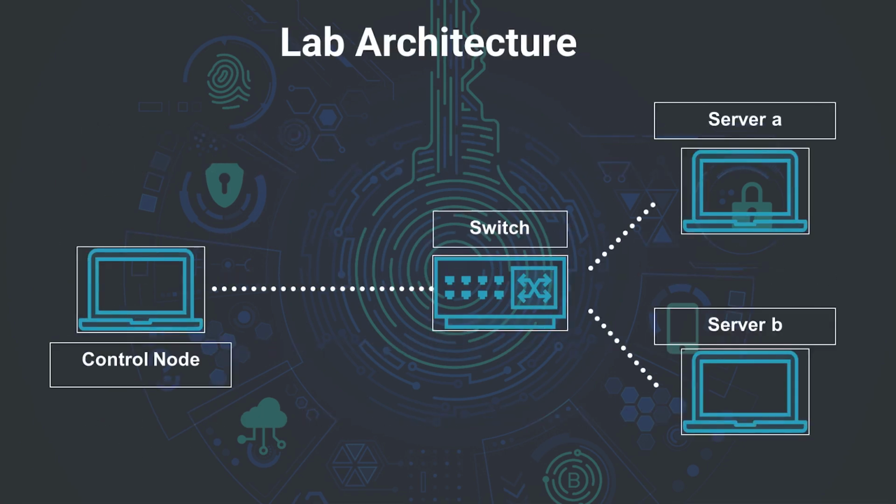Now that we have covered the prerequisites, I would like to show you a diagram of my lab environment. I have the control node connected to a switch with internet access. To the same switch, I have also connected my two managed hosts named Server A and Server B. I would like to point out that you can use either physical or virtual machines for this setup. It really doesn't matter, it's up to your individual decision. So let's get started with the demo.